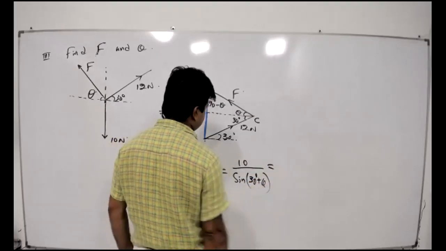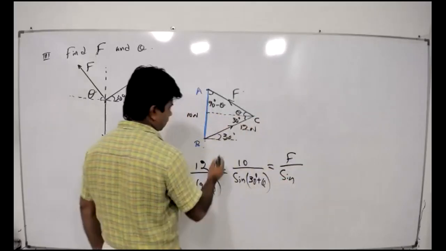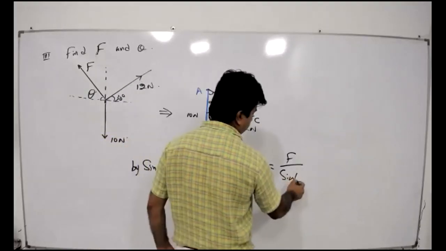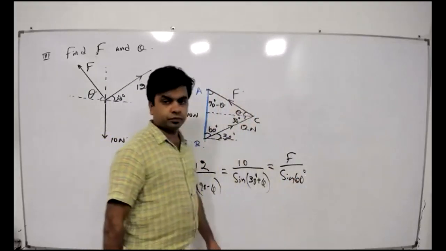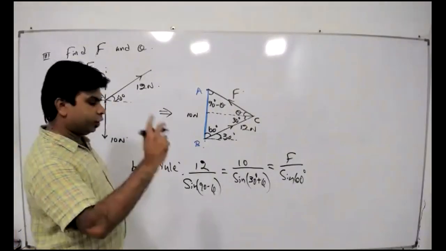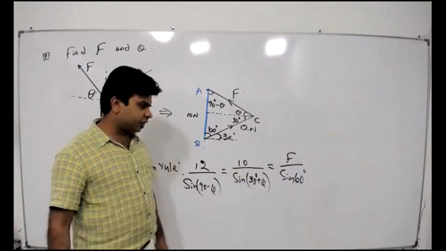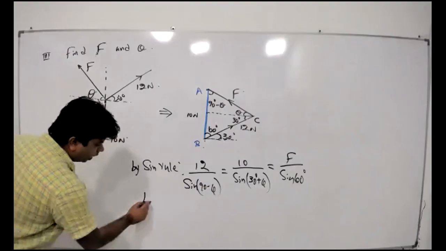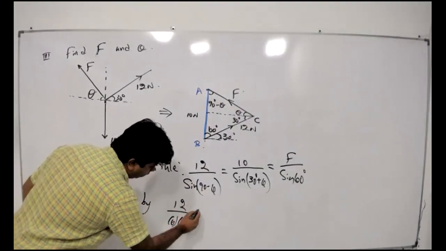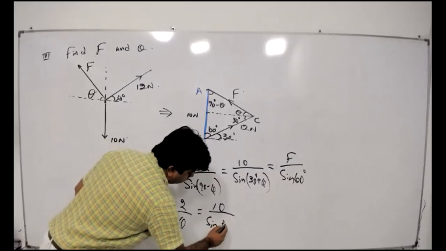And which equals F over sine of this angle. This angle 30 means this angle is 60, right? F over sine 60. Okay? So there are two unknowns. One is theta, the other one is F. Clear? Shall we find theta first? Now by equating, 12 over sine(90 minus theta) means cos theta equals 10 over sine(30 plus theta).